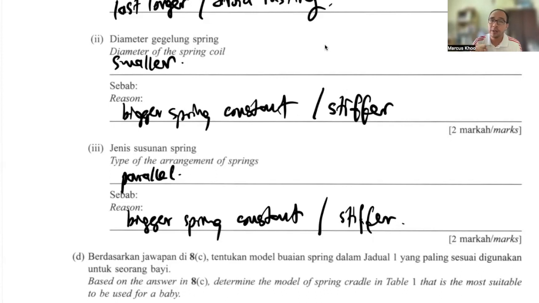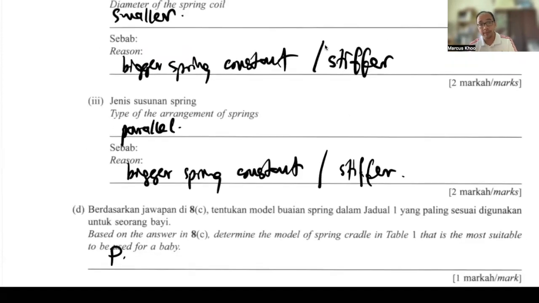But we hold on to the fact that the smaller diameter and parallel arrangement always end up as a stiffer spring. And a stiffer spring system is definitely better than a not stiff one. If it's super elastic, then the poor baby cannot sleep. He'll be having too much fun bouncing up and down. So the best answer for this will be P.